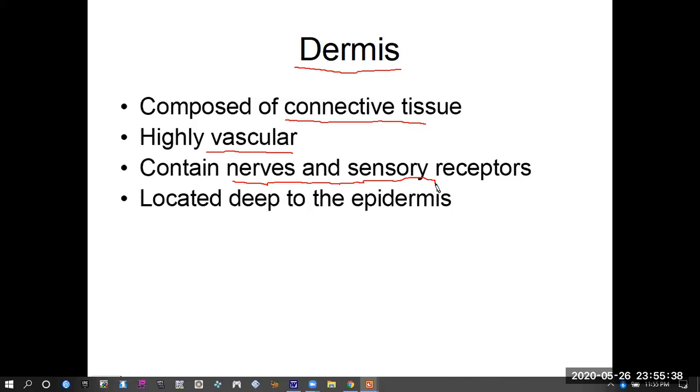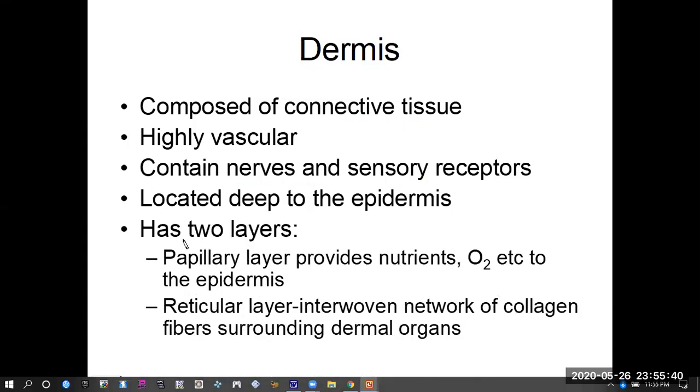And the dermis itself has just 2 subdivisions. So everywhere throughout the skin, any location, there's just 2 areas, 2 subdivisions of the dermis. So there's the more superficial papillary layer and the deeper reticular layer.